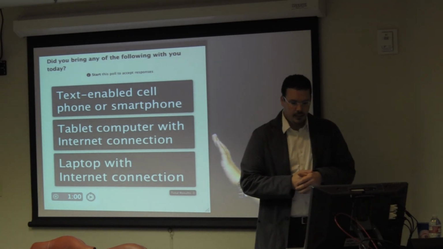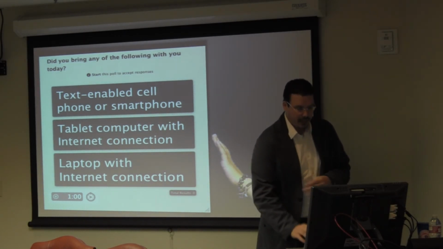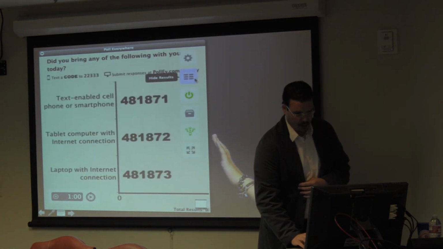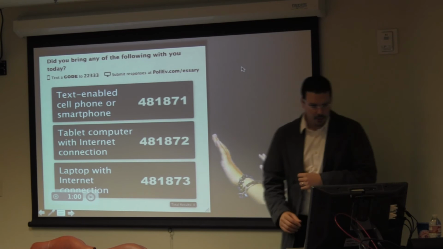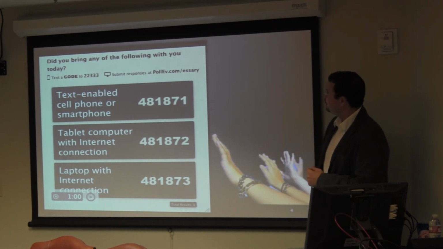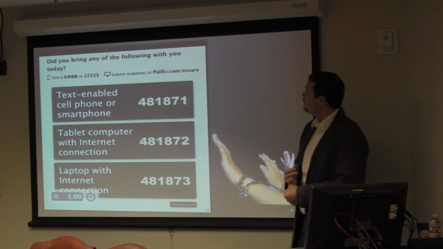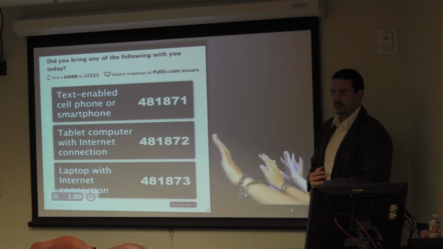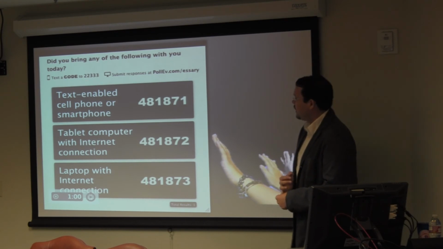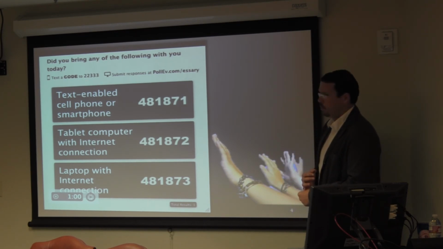So your next question is this: did you bring any of the following with you today? And I'm going to start the poll here. And so again, what you'll do is you'll text one of these codes to 22333. So if you brought a text-enabled cell phone or a smartphone, text 481-871-22333. If you brought a tablet with an internet connection, that's a number with a 2 on the end, and then laptop with an internet connection with a 3 on the end.